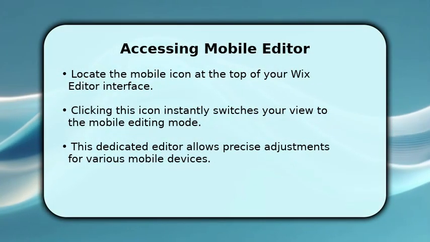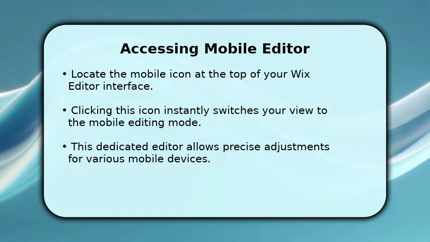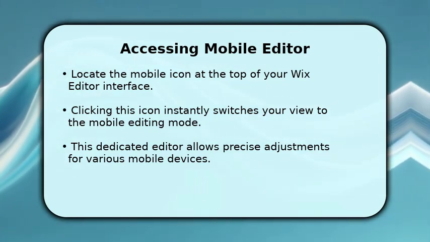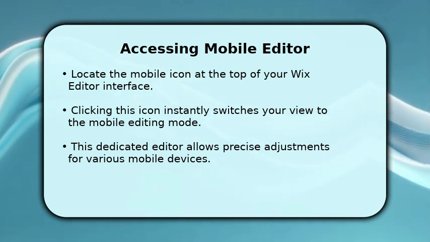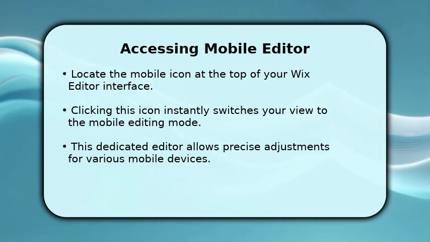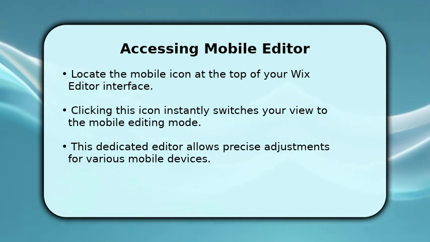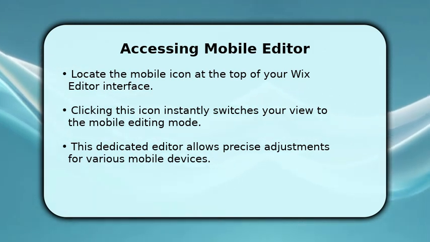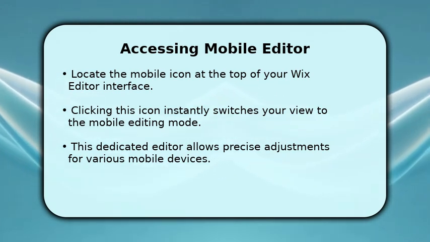To begin optimizing, first open your Wix editor. Look for the small mobile phone icon positioned at the top of your screen, usually near the center. Clicking this icon will seamlessly transition your workspace into the mobile editor. This specialized environment is where you'll make all your mobile-specific design choices, ensuring your site looks fantastic on smartphones and tablets alike. It's a straightforward process.